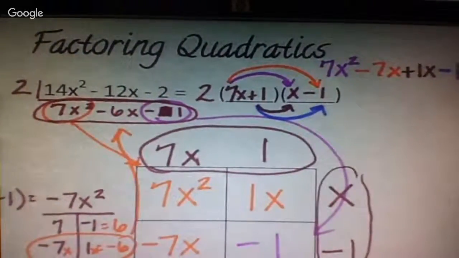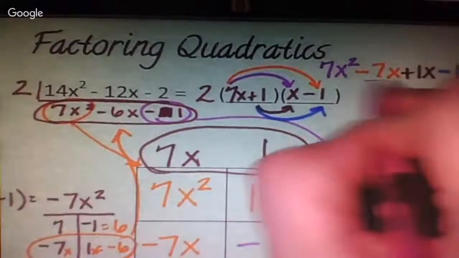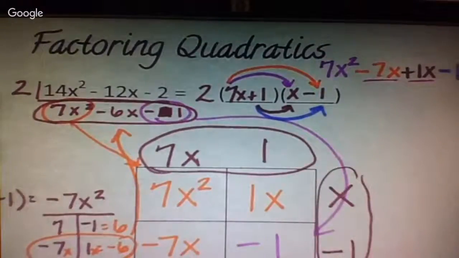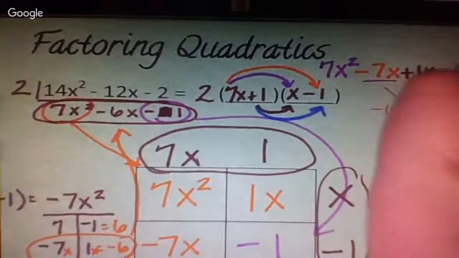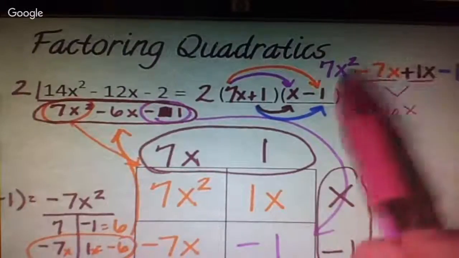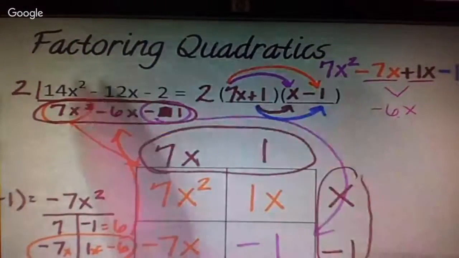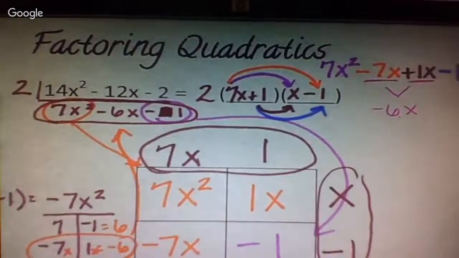Okay, once you do that, I've got terms that are alike. I've got like terms of -7x and +1x, which gives me -6x. So I've got 7x squared, that matches. I've got negative 6x, that matches. I've got negative 1, that matches. We're good.